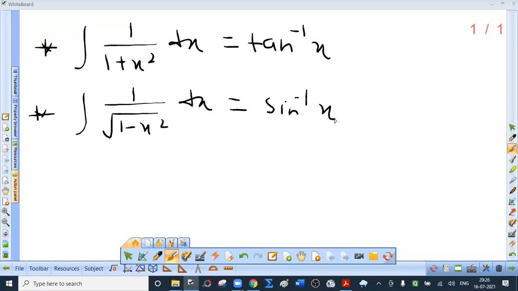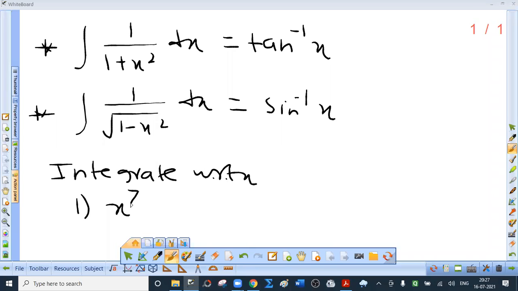That's it. Now tell me a few integrals. Integrate with respect to x; WRT means with respect to x. The first one, x raised to 7.